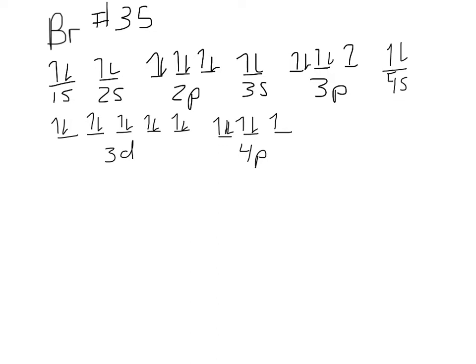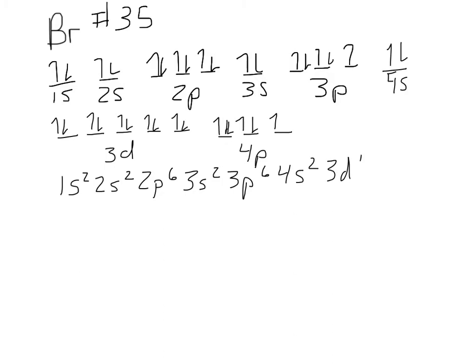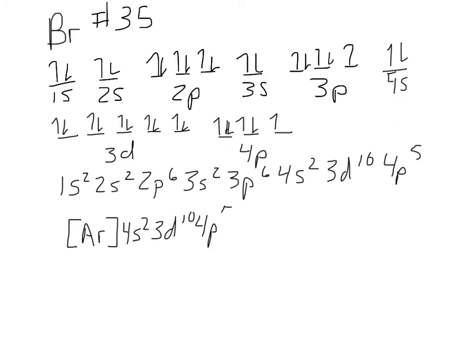Now to do the electron configuration, it would just be 1s2, 2s2, 2p6, 3s2, 3p6, 4s2, 3d10, and 4p5. We can also do the shortened or the abbreviated version by looking at bromine, which is number 35, and finding the noble gas that is closest without going over, so play The Price Is Right, and that is argon. So we put argon in brackets, and then we start from argon and go forward. So we'd have 4s2, 3d10, and 4p5.